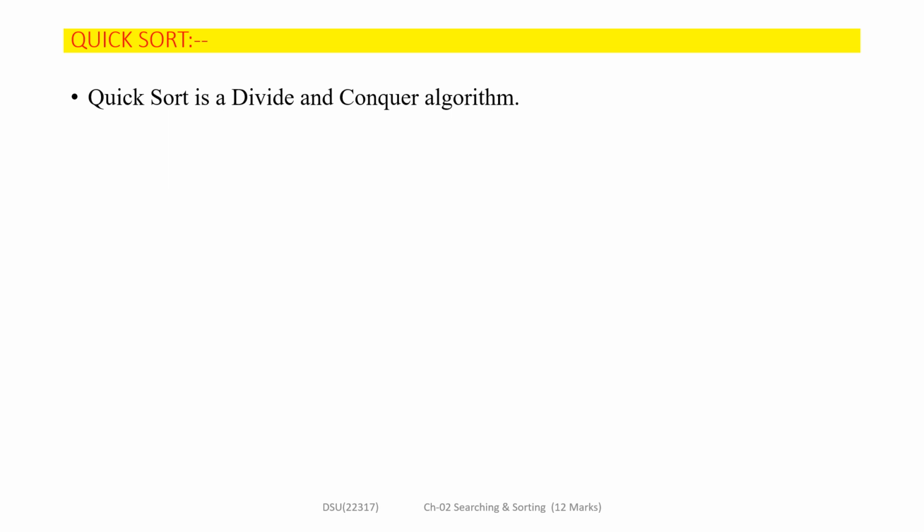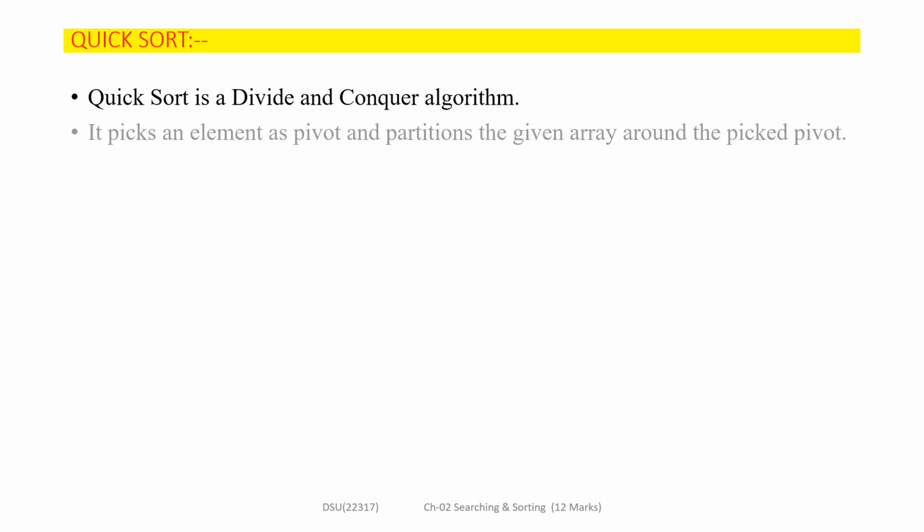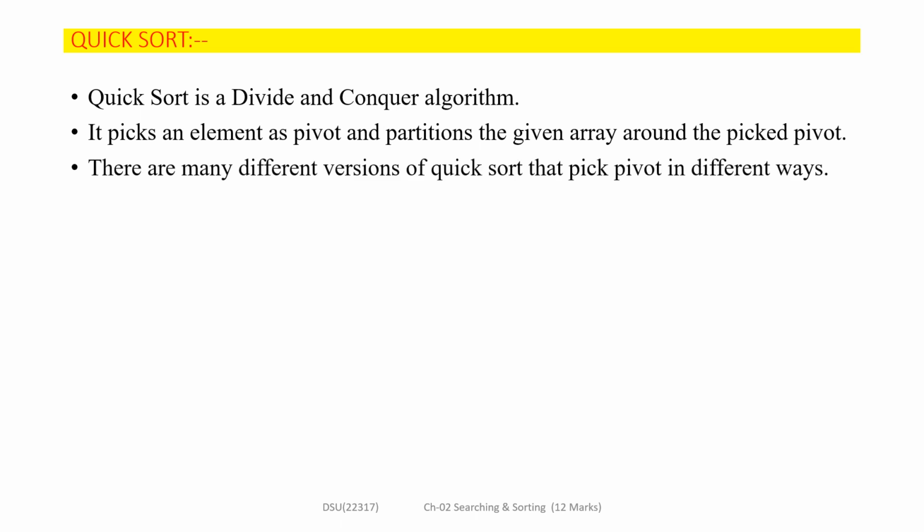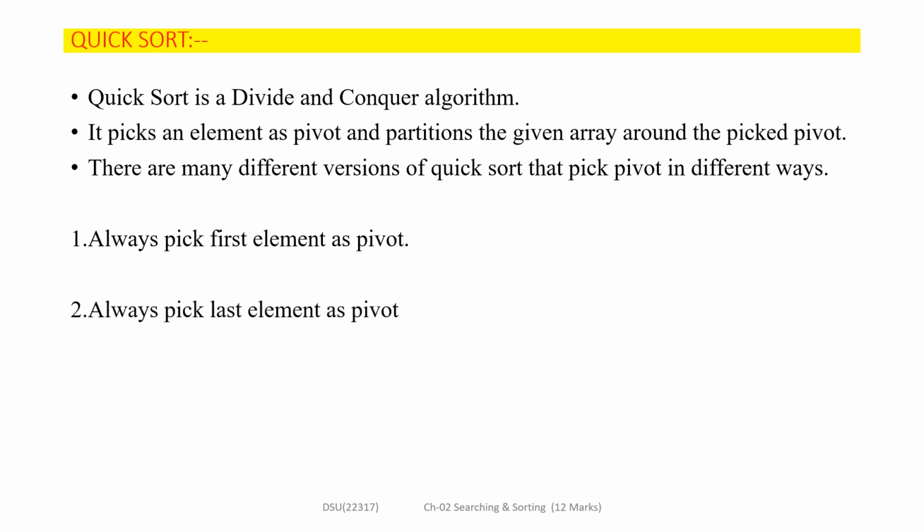Quick sort is a divide and conquer algorithm. It picks an element as pivot and partitions the given array around the picked pivot. There are many different versions of quick sort that pick the pivot in different ways. Always pick the first element as a pivot. Always pick the last element as a pivot. Pick a random element as a pivot. Pivot is nothing but an element which we are going to choose for sorting.